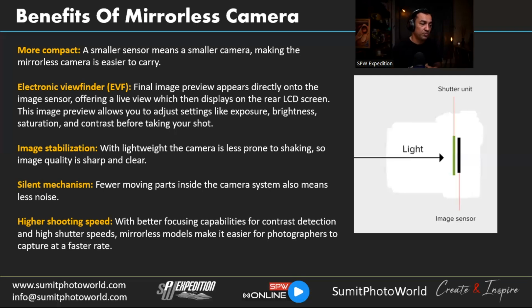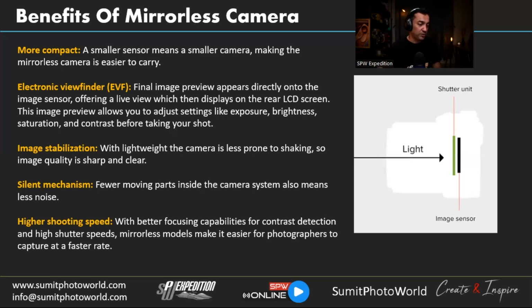Image stabilization. With its light weight, the camera is less prone to shaking, so image quality is sharp and clear. It's really an advantage when you're carrying a lightweight camera body. You'll have more control of the device while doing handheld photography, so image quality will definitely improve. Silent mechanism: fewer moving parts inside the camera also means less noise. If you have experienced a DSLR and then try a mirrorless camera, you'll find a lot of difference in terms of noise inside the device.